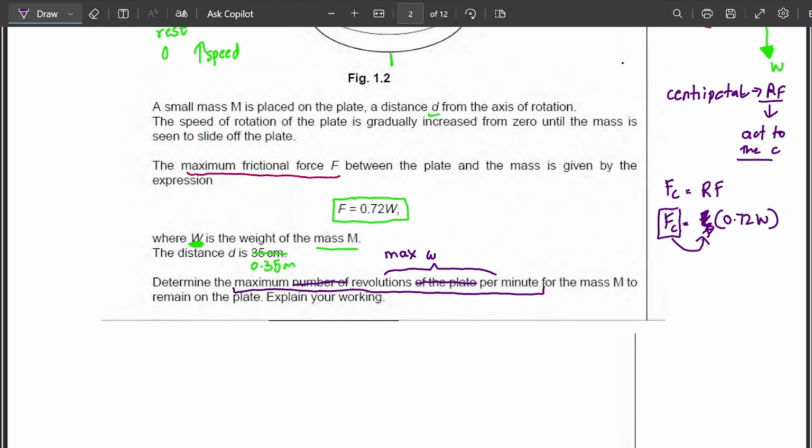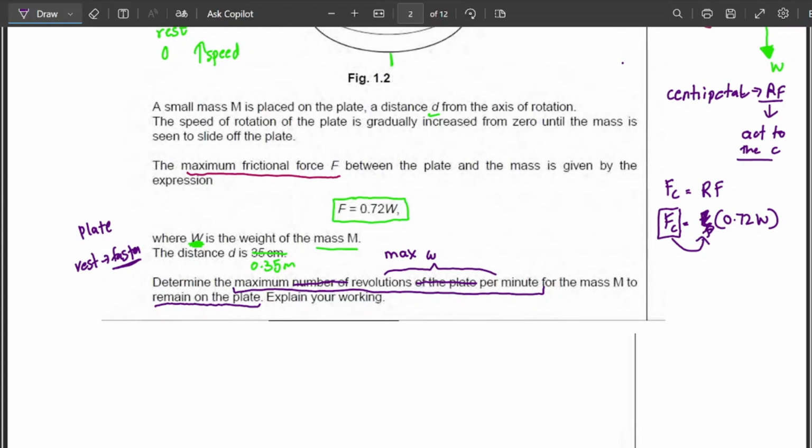So it basically simplifies to determine the maximum omega, or the maximum angular speed, for the mass m to remain on the plate. And what does this mean? Well, they told you that you have a plate, and it's going to start at rest, but then it's going to get faster, and faster. But they're asking you for the maximum amount of speed that you can have so that the mass remains on the plate. Now, what happens as you get faster and faster? Well, you're more likely to fly off the plate.